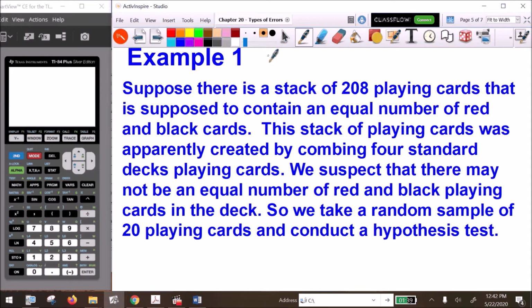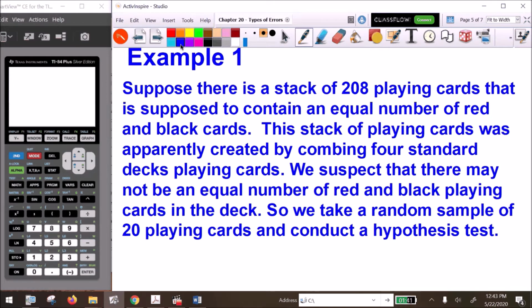So let's read this very closely. Suppose there is a stack of 208 playing cards that is supposed to contain an equal number of red and black cards. This stack of playing cards was apparently created by combining 4 standard decks of playing cards. We suspect that there may not be an equal number of red and black playing cards in the deck. So we take a random sample of 20 playing cards and conduct a hypothesis test. So in this example, we have access to a stack of 208 playing cards, and we want to test if there's an equal number of red and black cards.